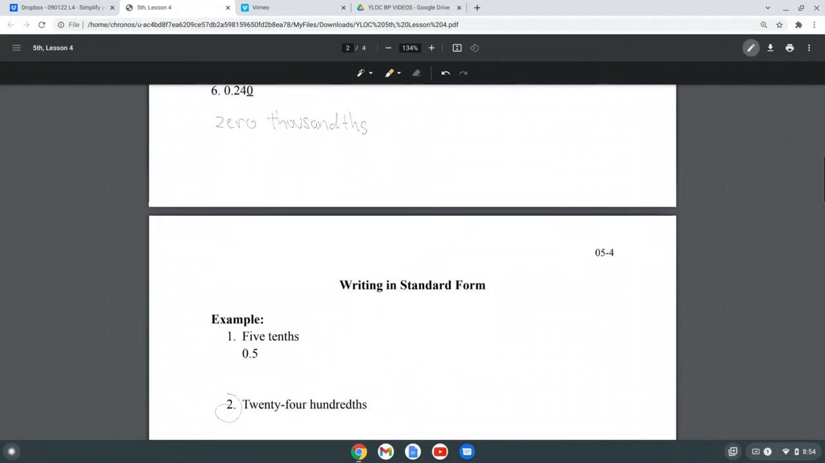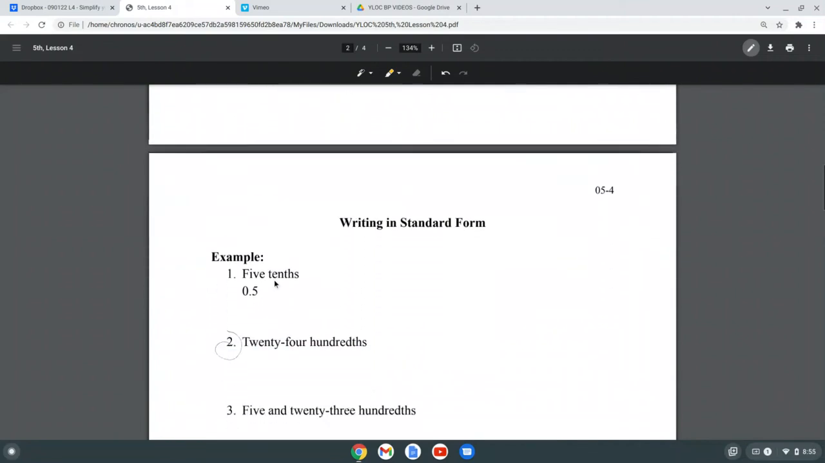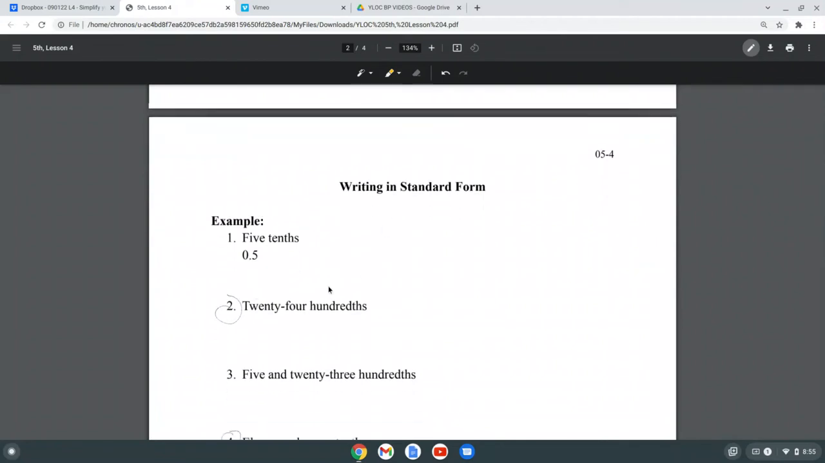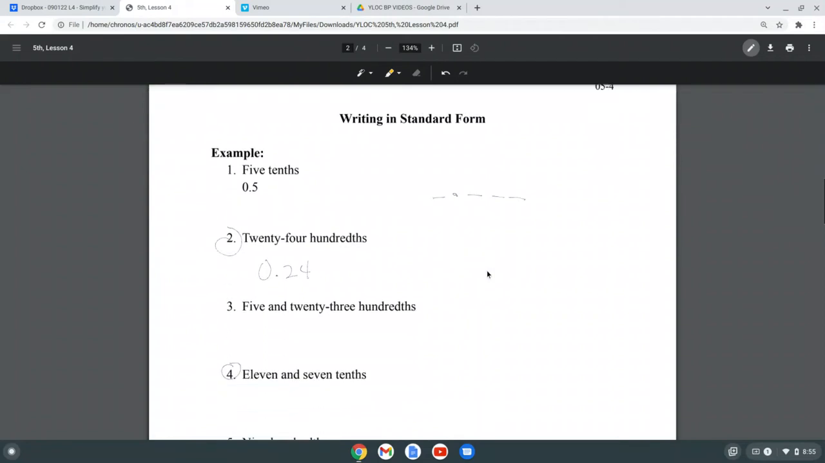Next, writing in standard form. So here's an example, 5 tenths, and that'll be 0.5. Here we have, we can draw it again, ones, tenths, hundredths, thousandths, 24 hundredths. So 0.24, since that'll be the hundredths place.